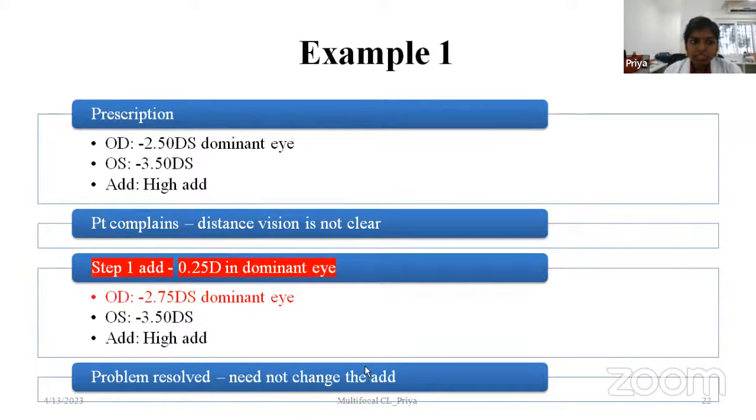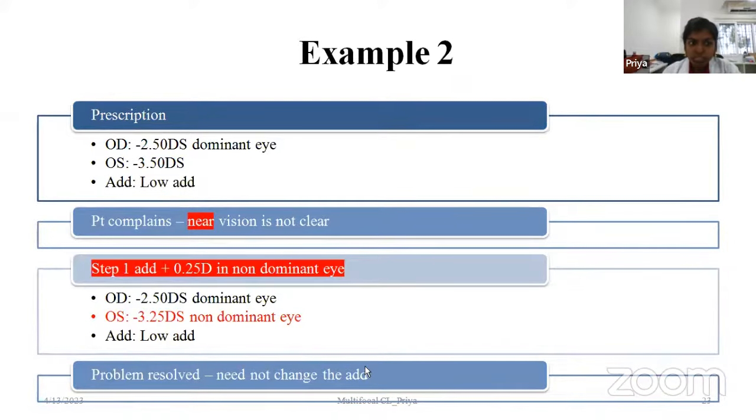Example 1. If a patient has plano 0.25 diopters in the right eye, with the dominant eye being the right eye, and minus 3.50 in the left eye with high add, and the patient complains that the distance vision is not clear, add minus 0.25 diopter in the dominant eye. If the problem is resolved, there is no need to change the add.